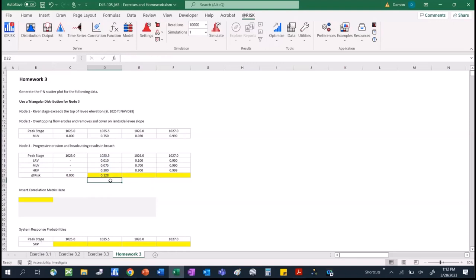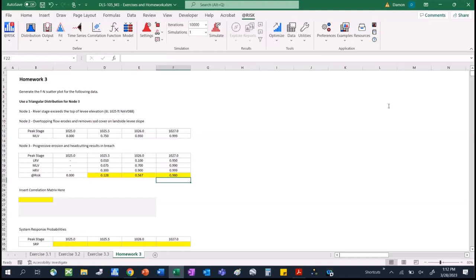Okay, I'm going to do the same thing. That same formula applies for these other two stages, so I can just drag that over. Again, it's RiskTriang. We've got our lowest reasonable value, most likely value, and then the last input is our highest reasonable value. Then to maintain the shape of the system response curve when these distributions are sampled, I'm going to need to correlate those together.